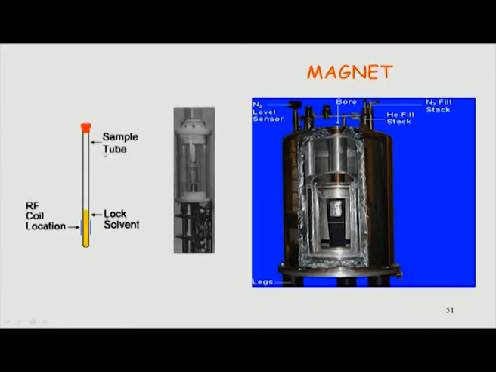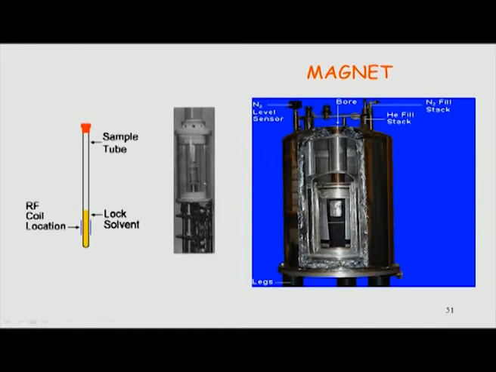This is how a sample tube looks, and this is how we insert a sample. The height of this tube is typically about 6 to 7 inches, and the sample is at the bottom part of the tube. You insert this at the top of the magnet, and it comes all the way down and sits here in the probe.